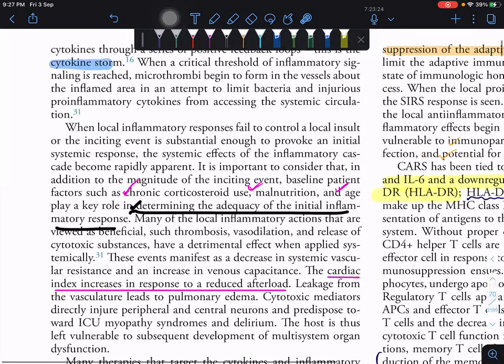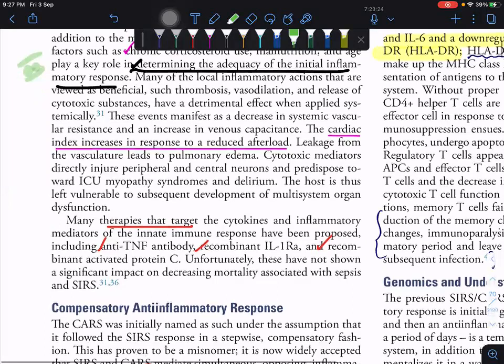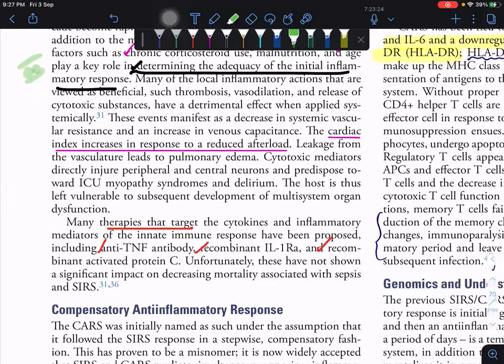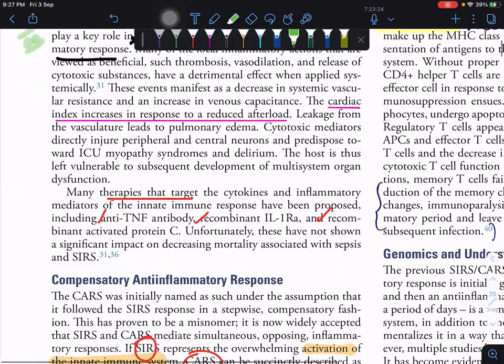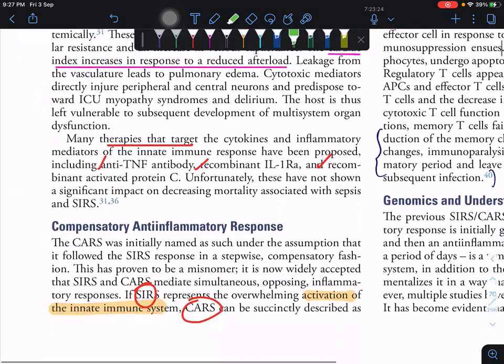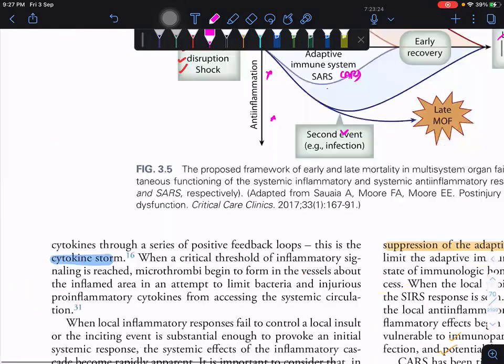In addition to the magnitude of the inciting events, baseline patient factors such as chronic steroid use, malnutrition, and age play a role in determining the adequacy of the initial inflammatory response. Because of this, the cardiac index increases in response to reduced afterload. The cardiac index will increase in response to a reduced afterload, and many therapies are already in the market: anti-TNF antibody, recombinant IL-1RA, and recombinant protein C. Just remember these terms. This MCQ and cytokine storm you have to know in SIRS.